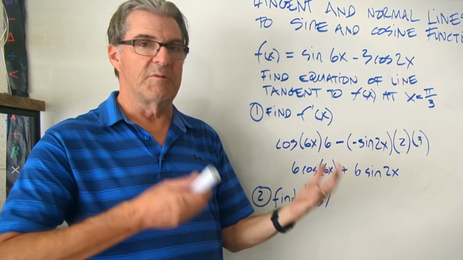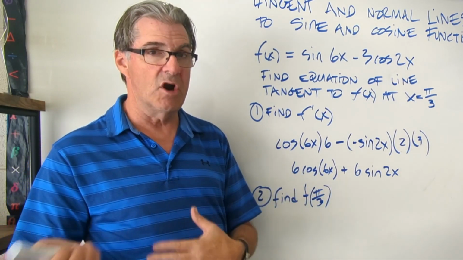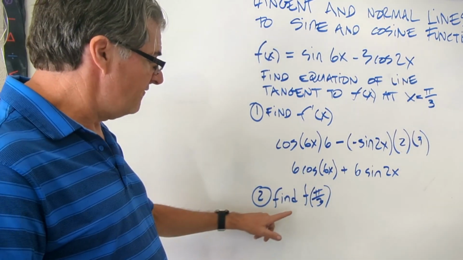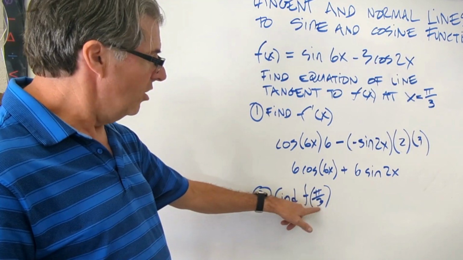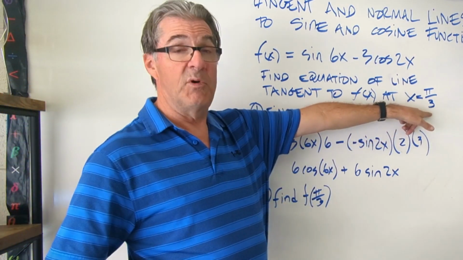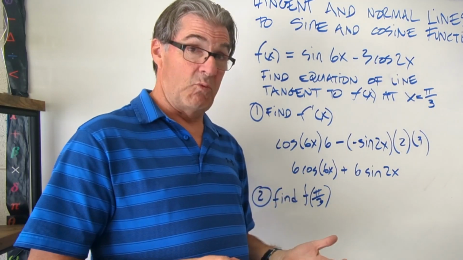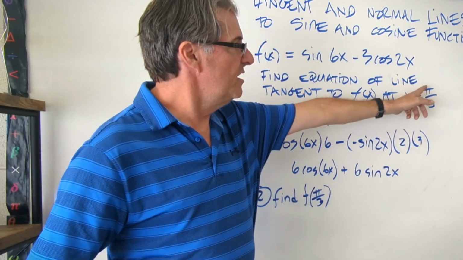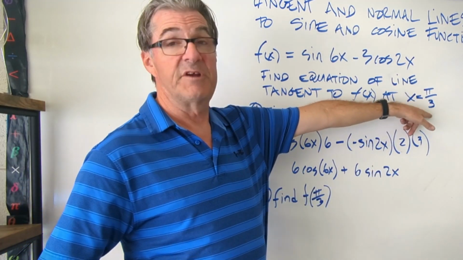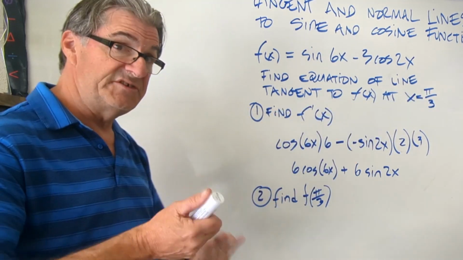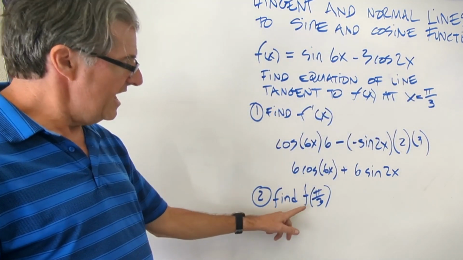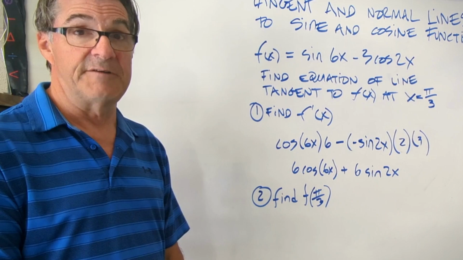Now, if you recall, from when we found these equations of tangents and normals, the next step was to find f of pi over 3. Because this is the point at which we're going to try to find the equation of the tangent line. So we do need the y value for that. We only know that we're taking it at pi over 3 for x. So next step, pause the video and do this. Find f of pi over 3 and come back.